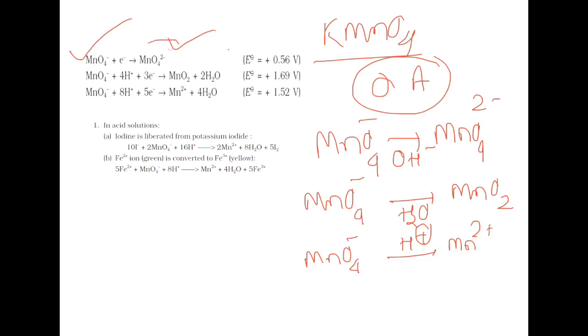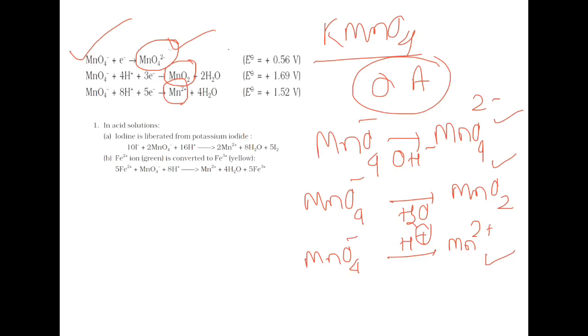So in a basic medium you get manganate. In neutral medium or weak basic medium, it converts to MnO2. In acid medium, it is converted to Mn2+. Means depending on the concentration of H+ ion, we get different forms of manganese. Either you get manganate, or MnO2, or Mn2+. That depends upon the medium.